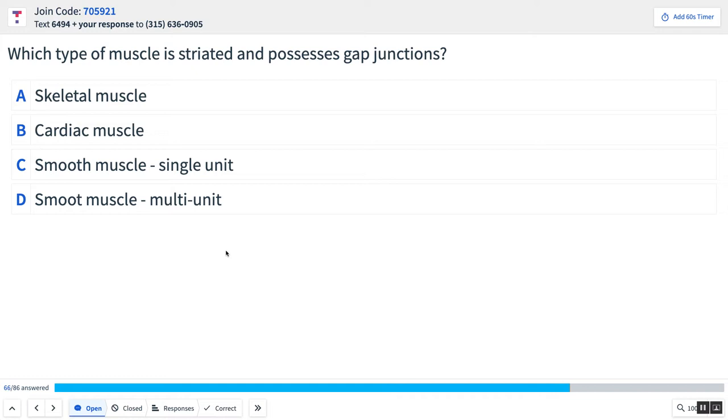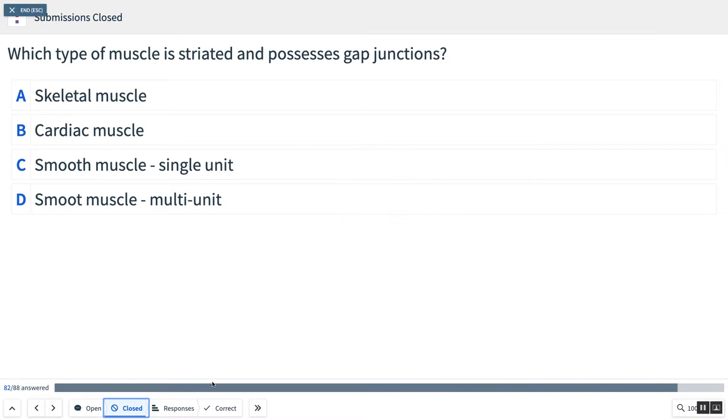We'll have one more question after this. All right, we're already up to about 74 students, 76. I'll give you about 10 more seconds here. Again, don't worry, we have another question coming up. So we're at 79 students right now. All right, I'm going to go ahead and close this particular question.